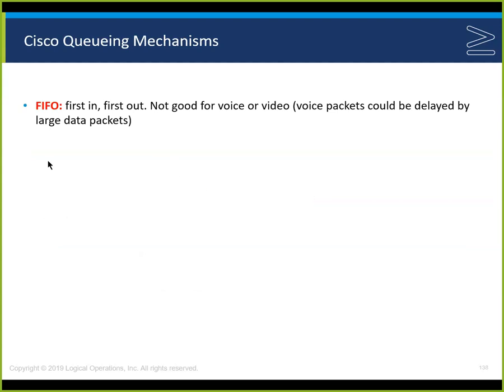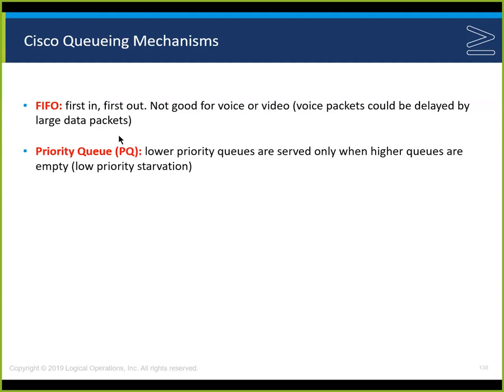The queuing mechanisms that can be used is FIFO, first in, first out. Not good for voice or video. Voice packets could be delayed by the larger packets. Priority queuing, the lower priority queues are served only when the higher priority queues are empty.